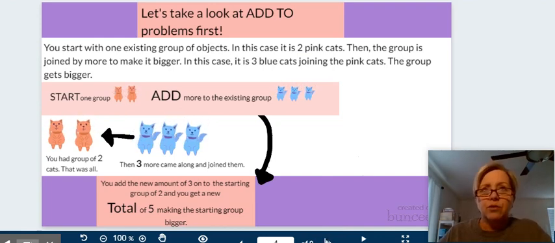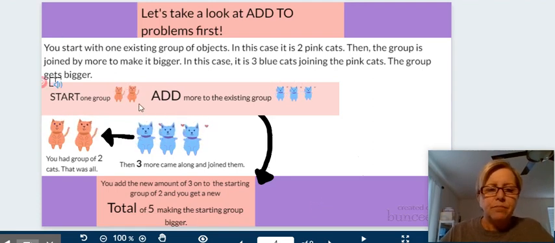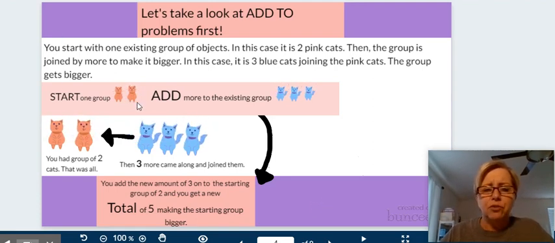And here's how I would describe this. So say, for instance, Mrs. Bloom and I both have cats. I'm hanging out at my house with my 2 pink cats. She comes, so that's all I have.